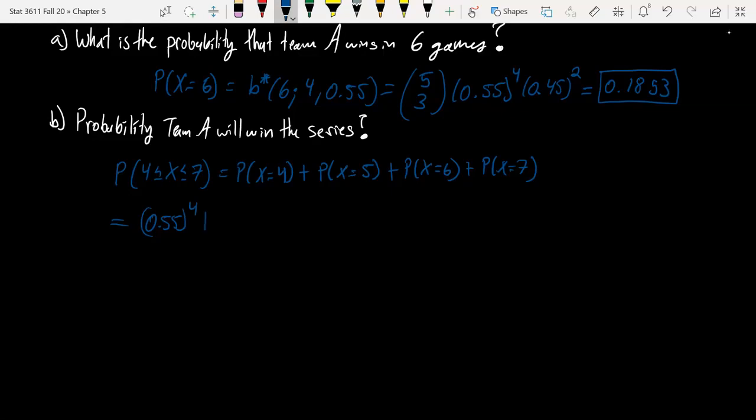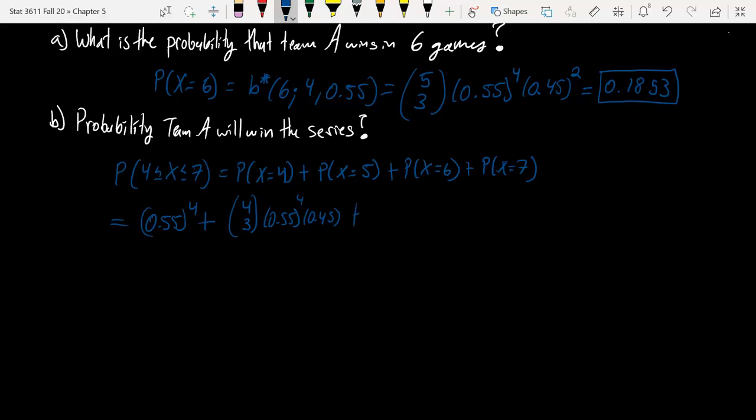What about the probability that X is equal to 5? Okay, so here we can utilize the negative binomial distribution because there are going to be 4 games played ahead of time where you win 3 of them. And then you have 0.55 to the 4th. And how many did you lose? Remember, our loss probability is 0.45. We've lost 1, so 0.45 to the 1st.